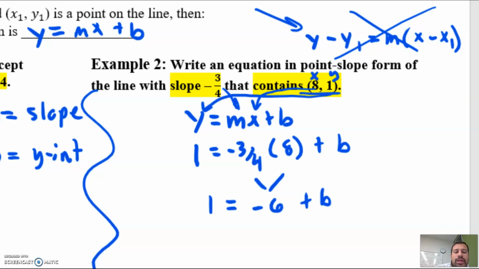Okay, keep solving for b. Add 6 to both sides. 1 plus 6 is 7. So my b value is 7.